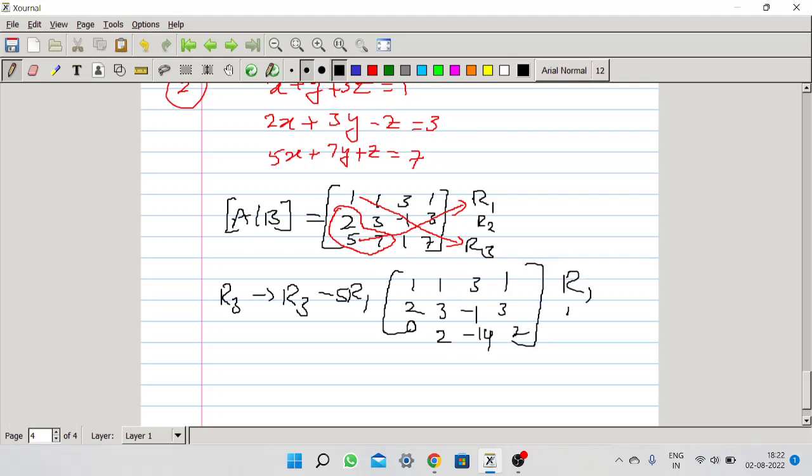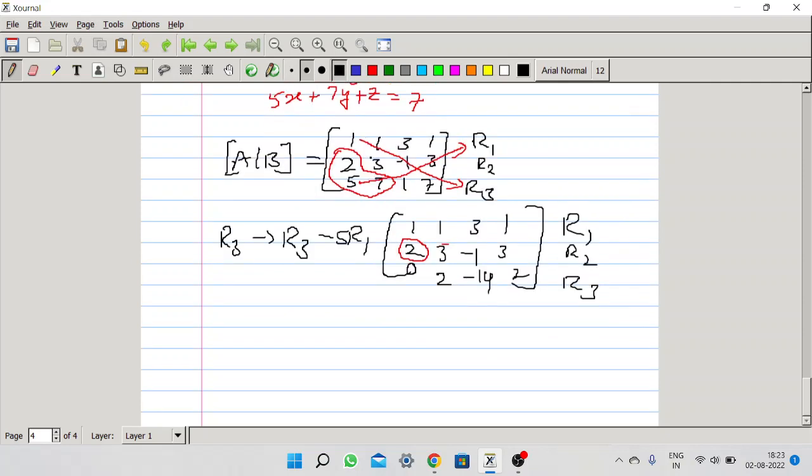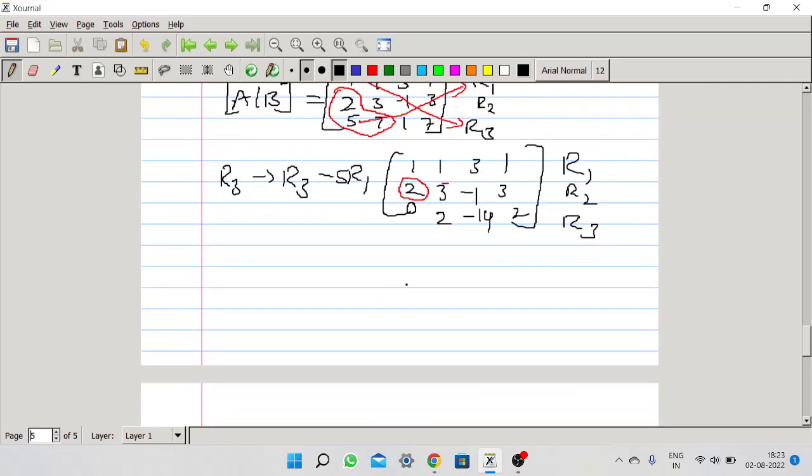So here R1, R2, R3. Again I am doing the operation. Now we are making the element 2 as 0. So I am doing this on R1 and R2, then it will become R2 minus 2R1. So the operation is R2 becoming R2 minus 2R1.